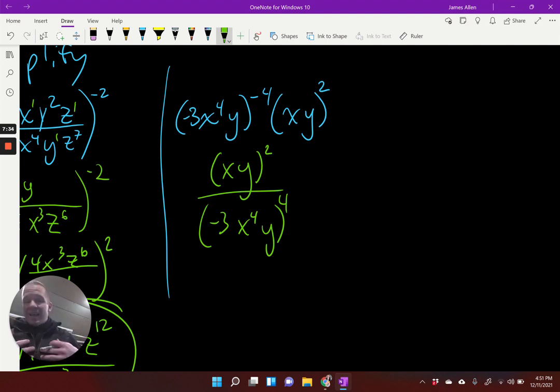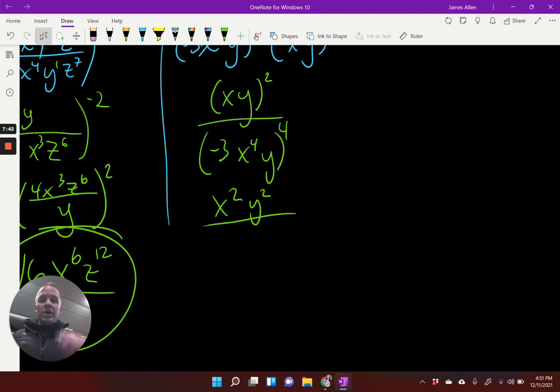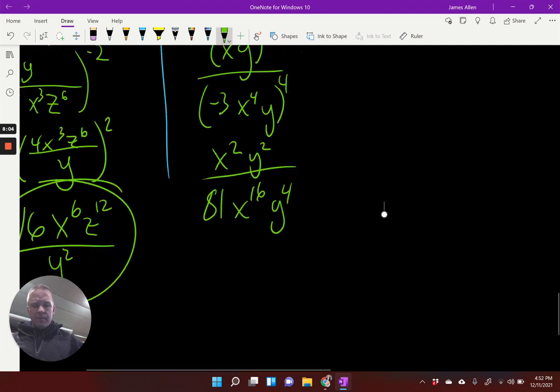All right, so I like that. Positive exponents now. Now we can go ahead and distribute it. So I'm going to have x squared, y squared over, and then I'm going to have negative 3 to the 4th power. That's going to become a positive number because it's to an even degree exponent, right? So I'm going to have 81. And then x to the, well, 4 times 4 is 16. Y to the 4th. Okay? Awesome. Now I can use my exponent properties. I'm going to have 2 minus 16.